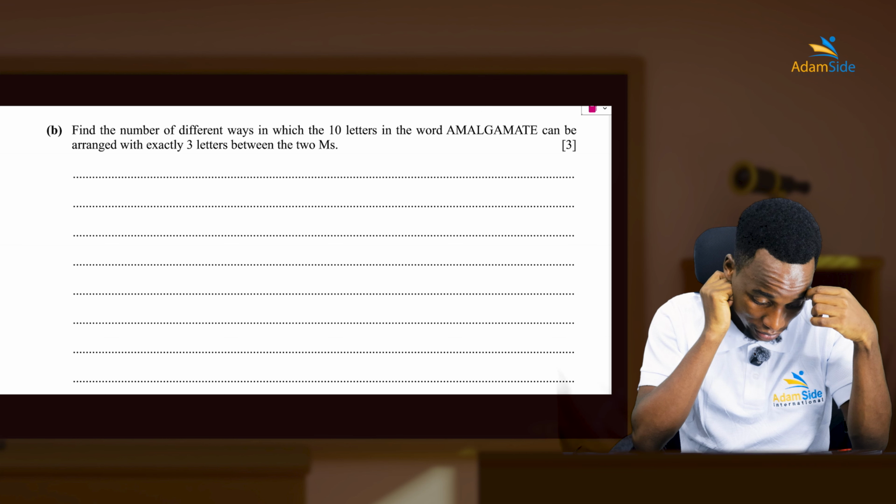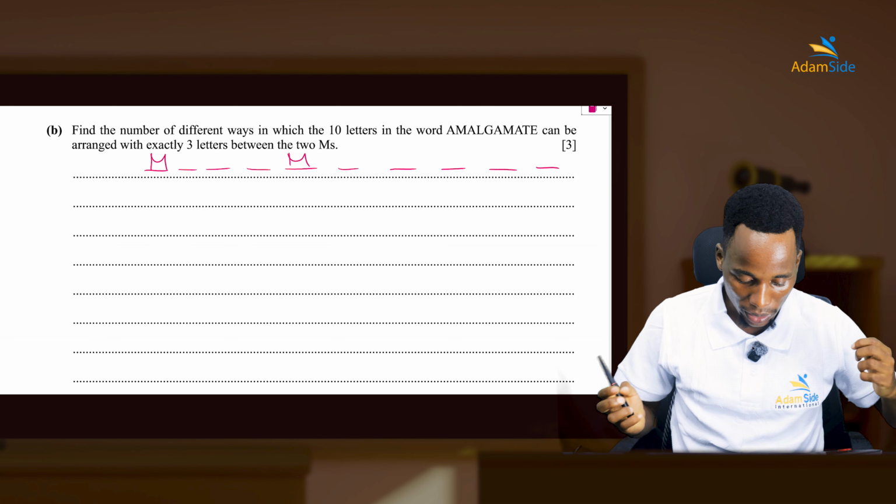So the condition now is that between 2 M's, we are supposed to keep exactly 3 letters. Same thing, we count how many positions we can keep the letters. So it's 1, 2, 3, 4, 5, 6, 7, 8, 9, 10. In 2 M's it has to be exactly 3 letters. So we keep M at the beginning and we skip 3 spaces for other letters, and then we keep another M. And that will be the exact 3 letters between 2 M's.